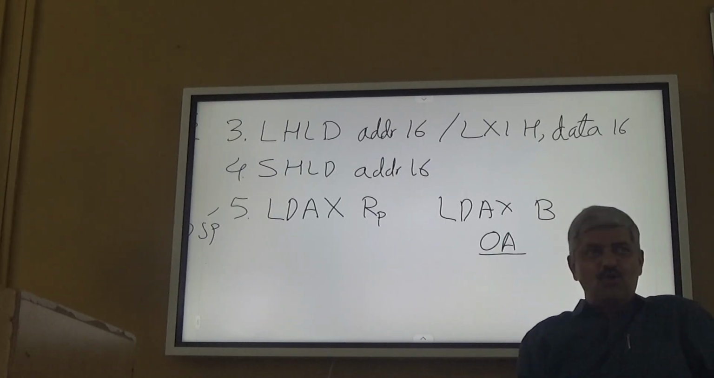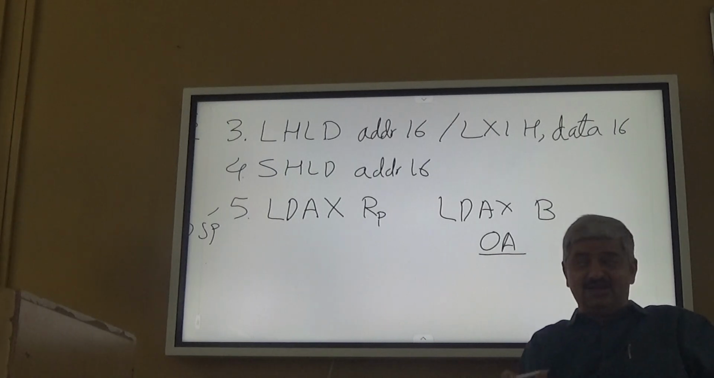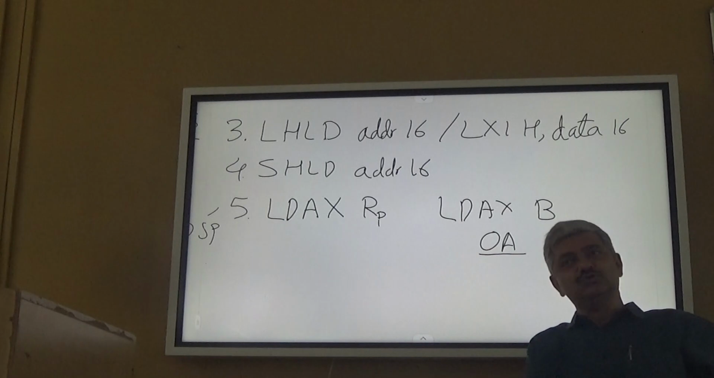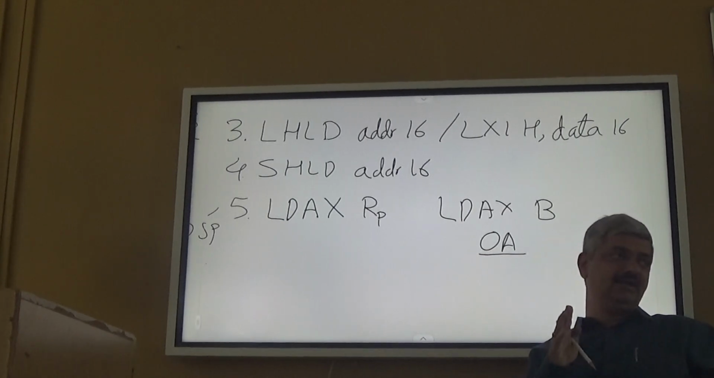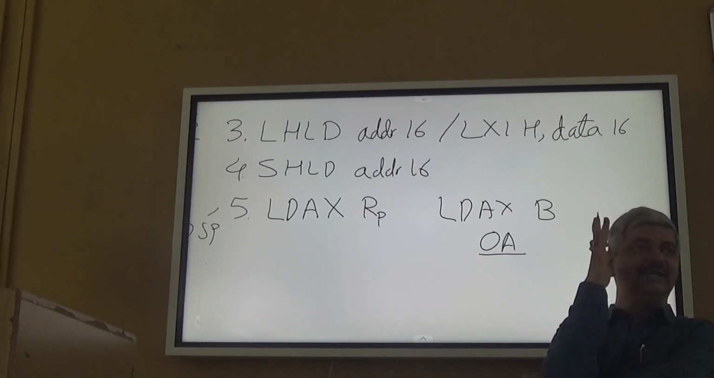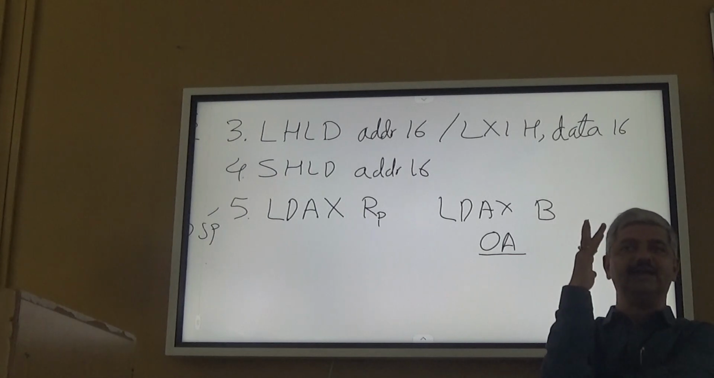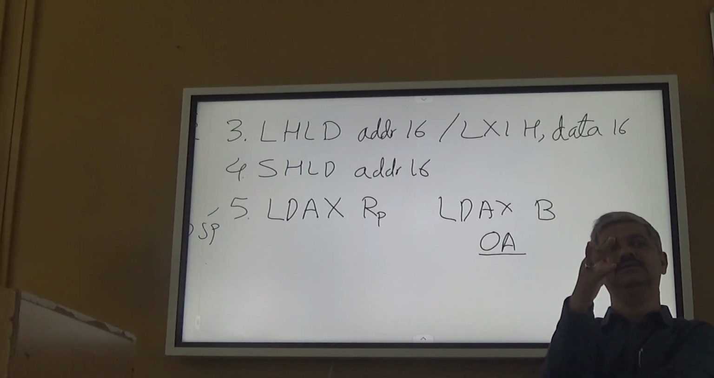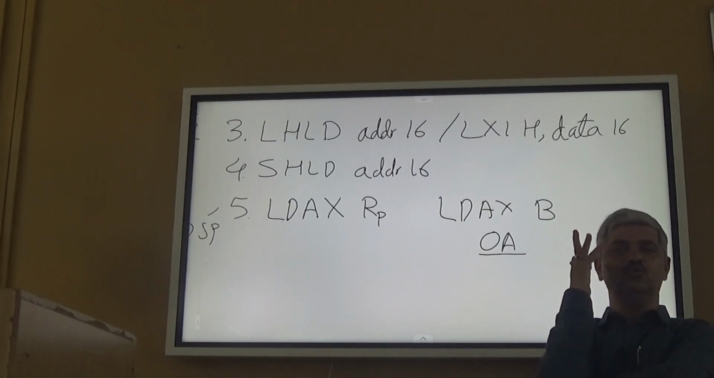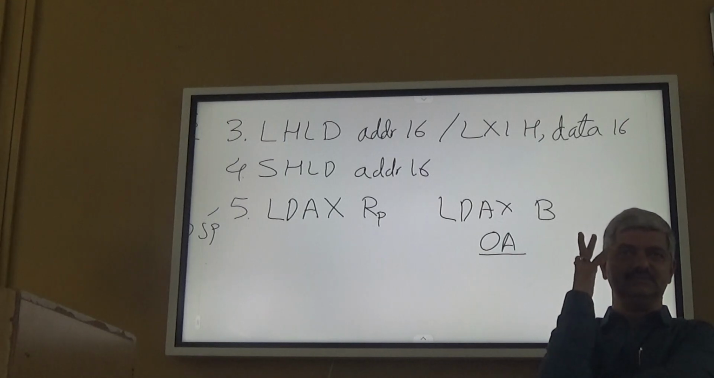0A is the opcode, you can confirm that right now. I recollected it to be 0A. So 0A: load accumulator from external memory whose address is in the BC pair.